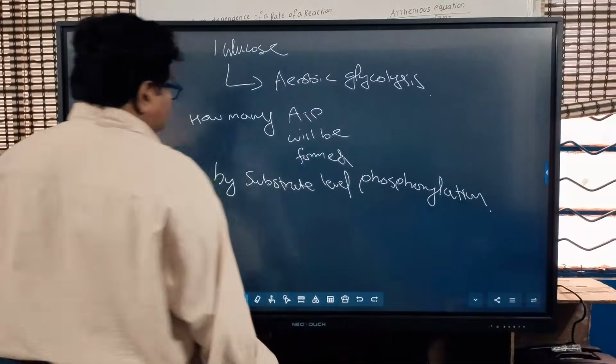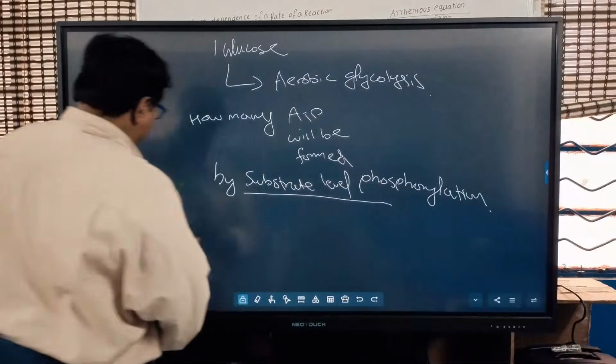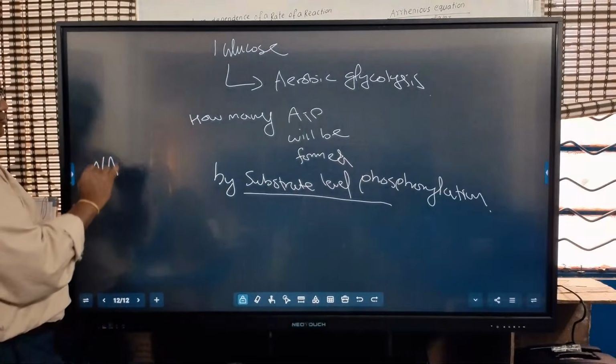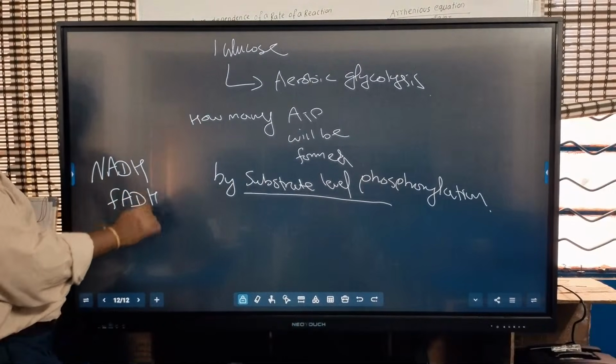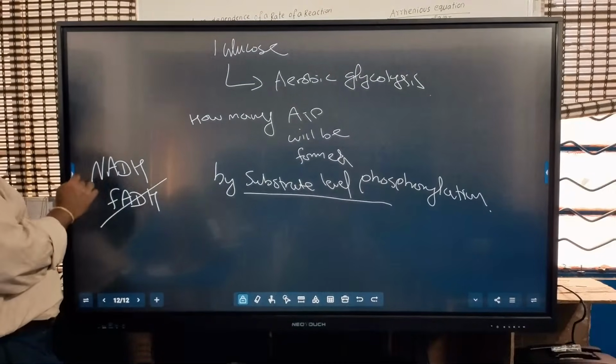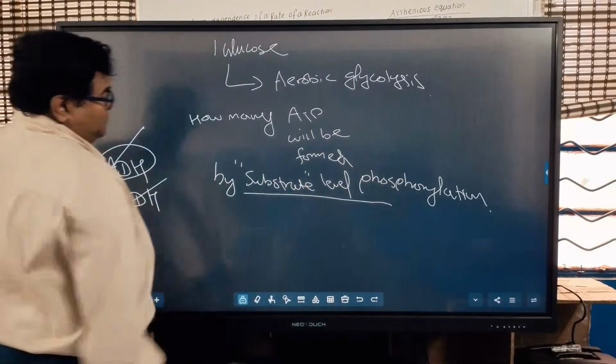This is the answer. Here they told substrate level phosphorylation. We are not supposed to bring the NADH or FADH concept. In glycolysis, there is no FADH2. The NADH concept we should not bring, because they told substrate level phosphorylation.